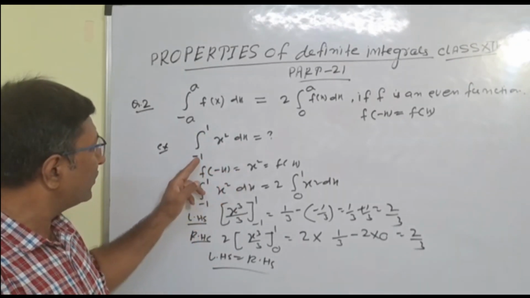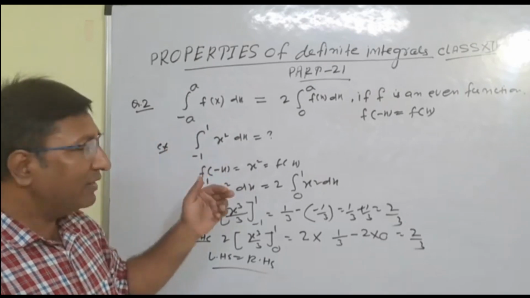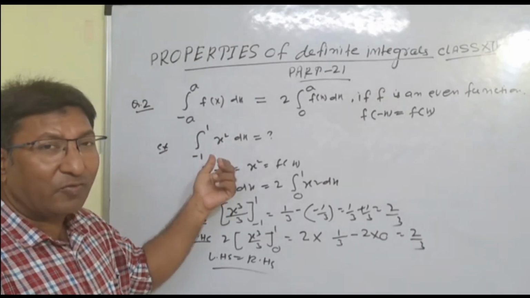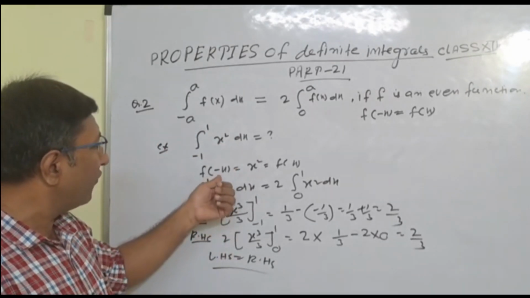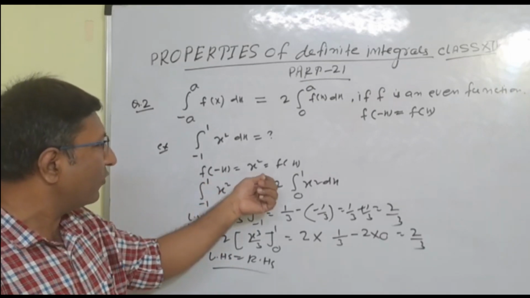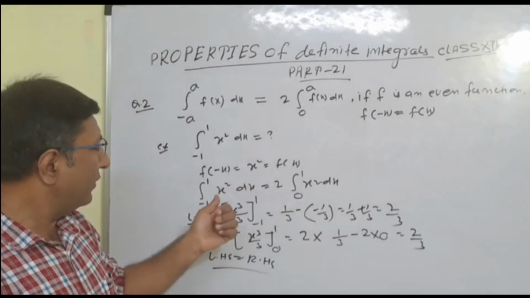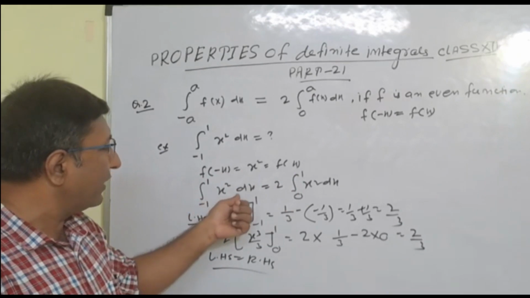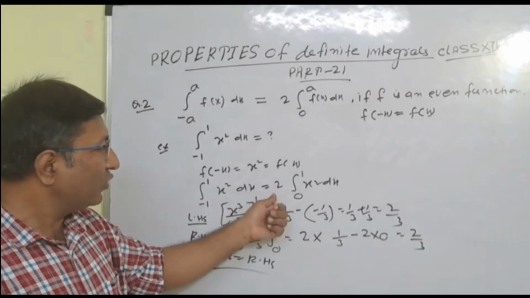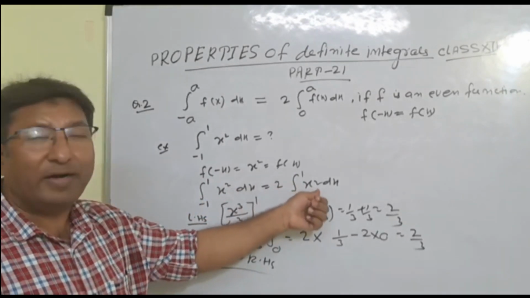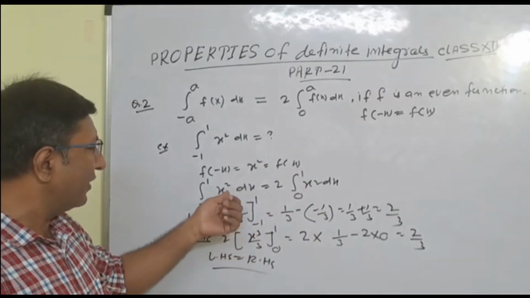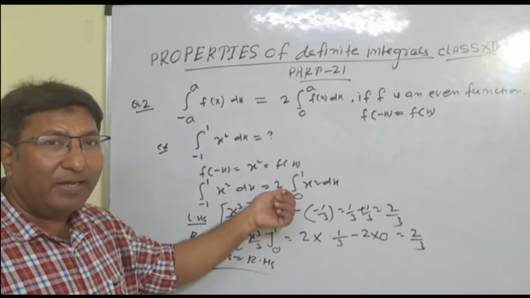So minus 1 to 1 x square. First you check whether this is even or not. Yes, x square is an even function because f of minus x is x square, equal to f of x. So minus 1 to 1 x square dx we can write as twice 0 to 1 x square dx. Now we can check the result of this and the result of this; both will be the same.